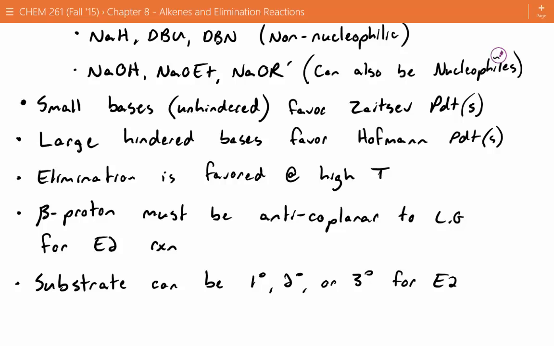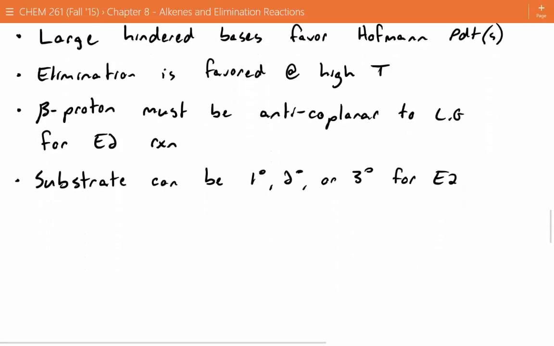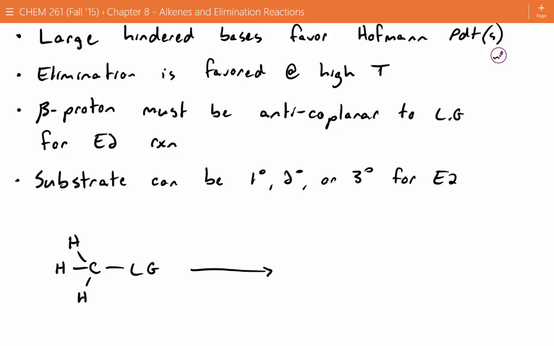What do you guys think? Let's think about a methyl carbon where we've got our 3 hydrogens and we've got our leaving group and we've got our base. Why won't this do elimination? Because there's no other carbon forming alkene. Exactly. There are no beta protons specifically, and there's no way to form an alkene with the methyl group.